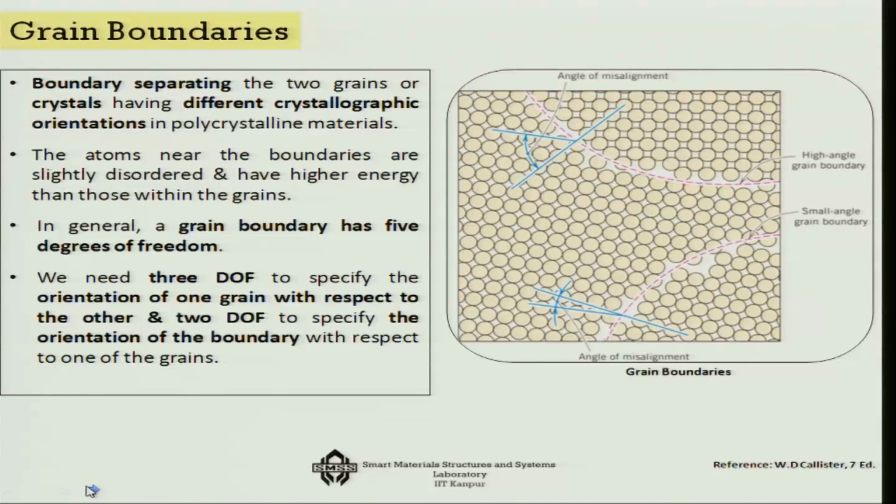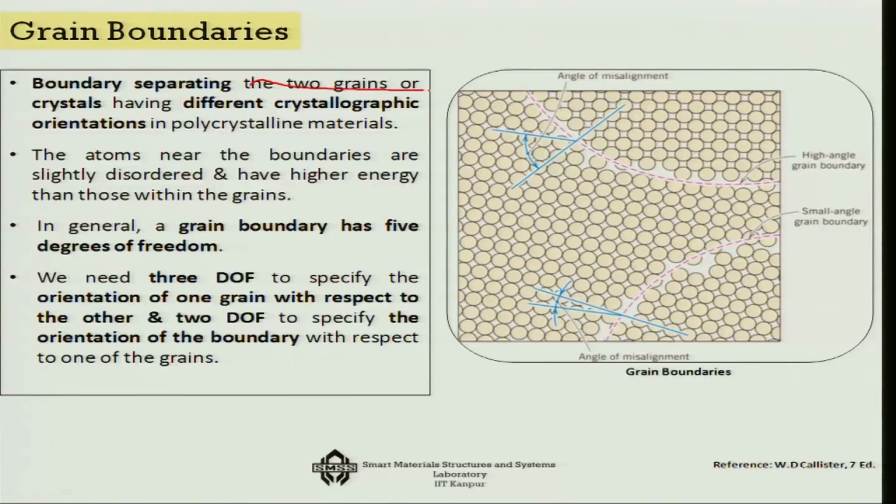So, the planar defects are something that you will see in general in the grain boundaries itself. The boundaries that separate two grains of crystals having different crystallographic orientation, this is where you will see the grain boundaries, which is a two-dimensional defect. Now, how is it going to affect the material property? Because the atoms which are near this grain boundary, suppose here we have a grain boundary, the atoms which are near the grain boundary are slightly distorted, we can say, and have higher energy than those within the grains.